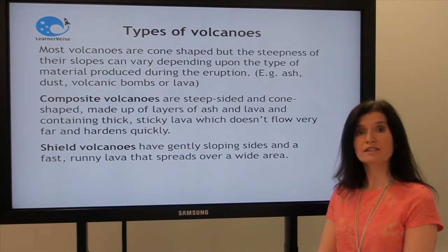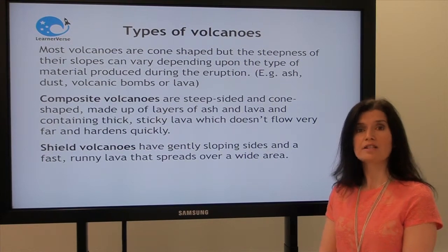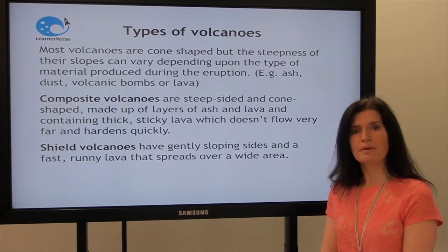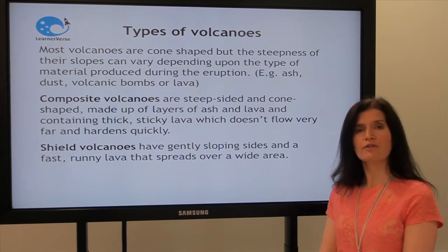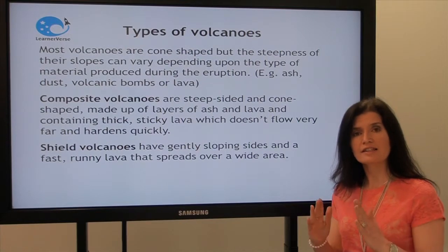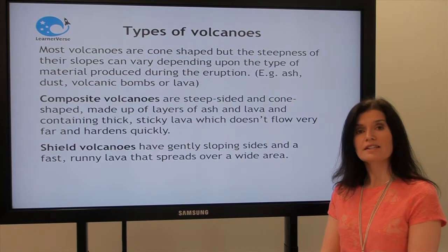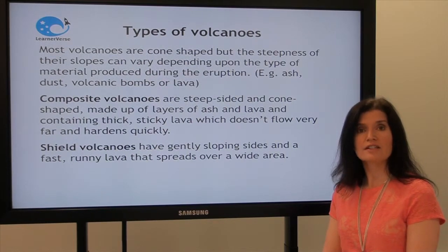Composite volcanoes are steep-sided volcanoes made up of ash and lava from previous eruptions. The lava tends to be thick lava, which doesn't travel far before it hardens and sets into the cone shape. Shield volcanoes tend to be much flatter. This is the thin, runny lava which can travel greater distances, giving us a flatter shape.